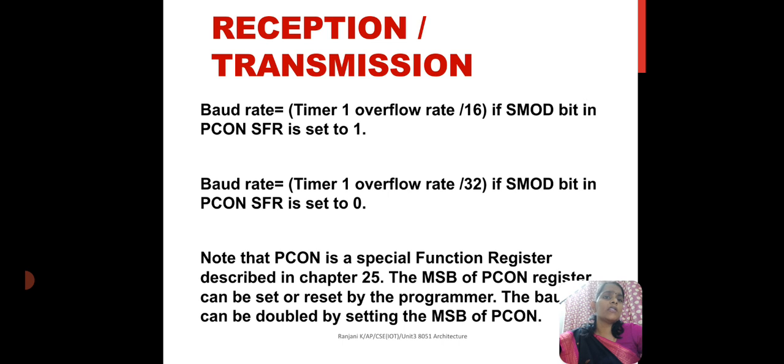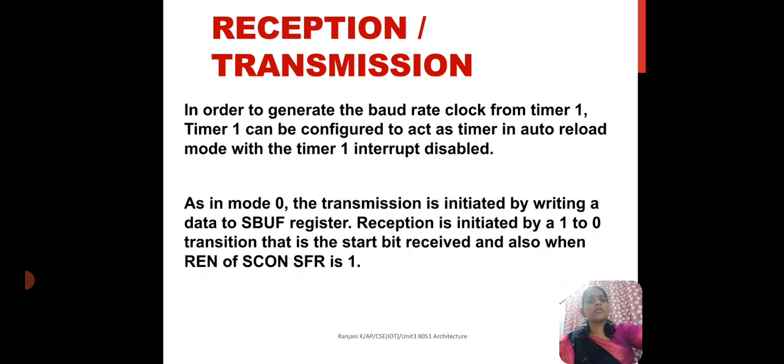Similarly, the baud rate is equal to timer 1 overflow rate divided by 16 if the SMOD bit in the PCON SFR is set to 1, and the baud rate is timer 1 overflow rate divided by 32 if the SMOD bit in the PCON SFR is set to 0. In order to generate the baud rate clock from timer 1, timer 1 can be configured to act as a timer in auto reload mode.